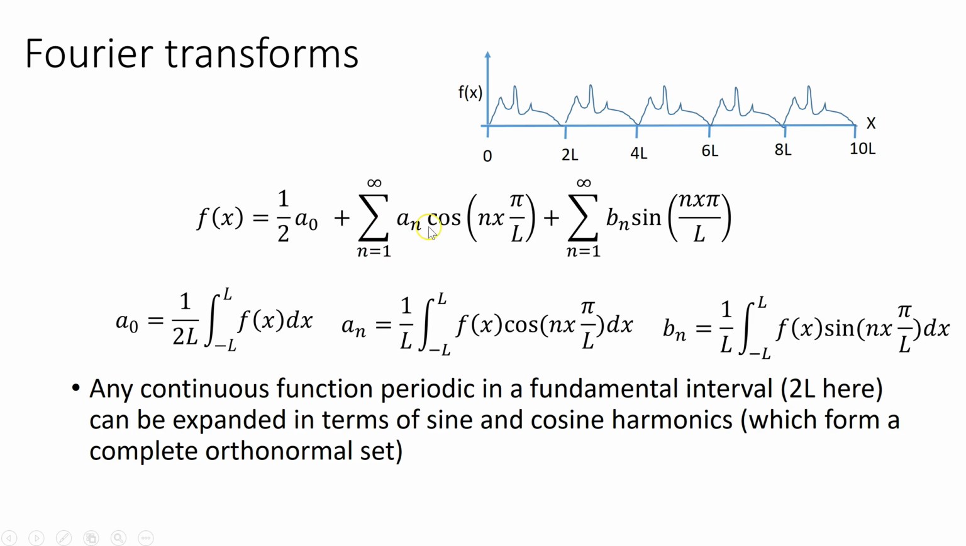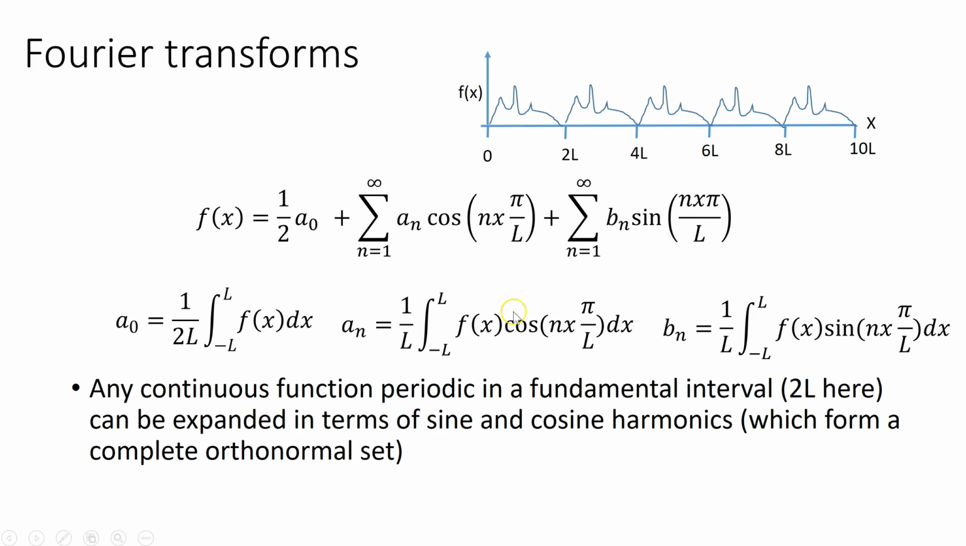The next terms then are harmonics of some fundamental period, in this case 2L, minus L to L, and so when n equals 1, that's the fundamental period that will fit in here. So that's the first cosine, which would look something like this, and the first sine, which would look something like this. And then we have the next cosine, which would be at twice the spatial frequency, and so on.